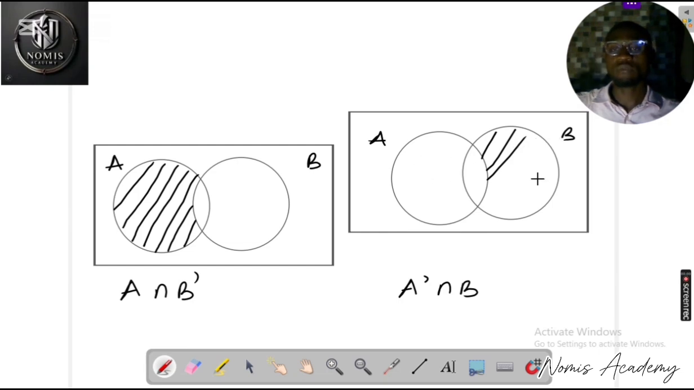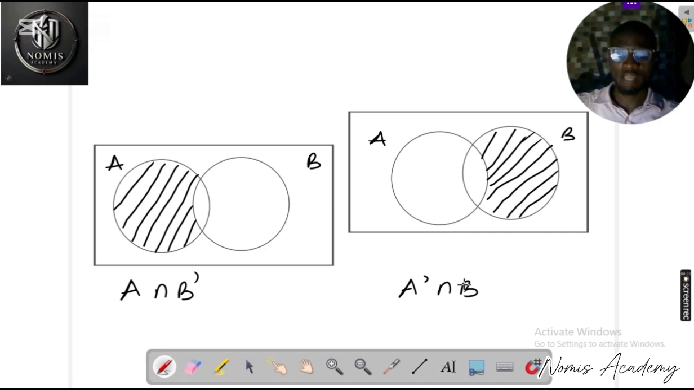This particular part, A, will not be shaded. So only B, where we don't have an intersection with A, will be shaded. So that pictorially shows A complement intersect B.